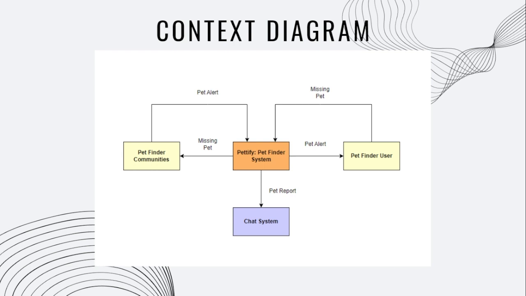And the Petfinder communities, on the other hand, they can send a pet alert based on the Petfinder system, and it will redirect it back to you and alert you of your missing pet. And then there is also pet report for the chat system.